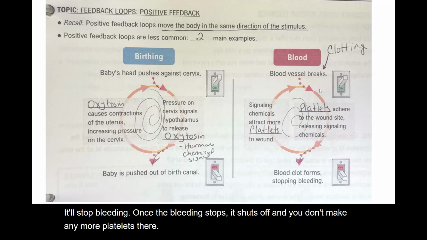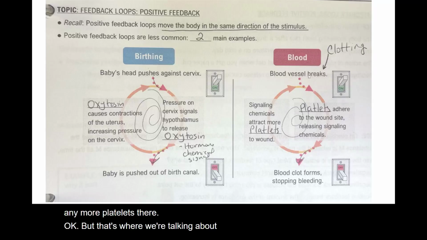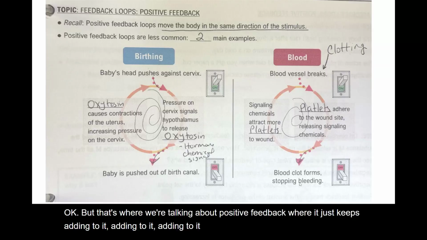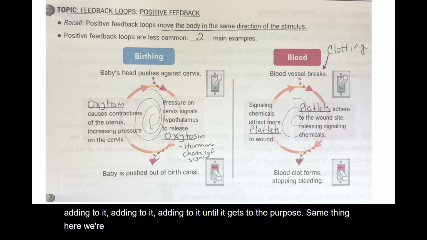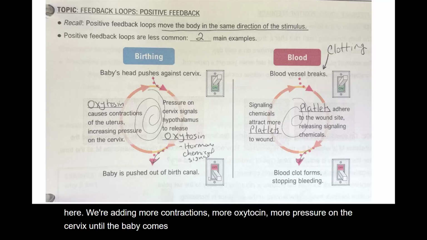Okay, but that's where we're talking about positive feedback, where it just keeps adding to it, adding to it, adding to it until it gets to the purpose. Same thing here. We're adding more contractions, more oxytocin, more pressure on the cervix until the baby comes out, and then it switches it off. So same direction.